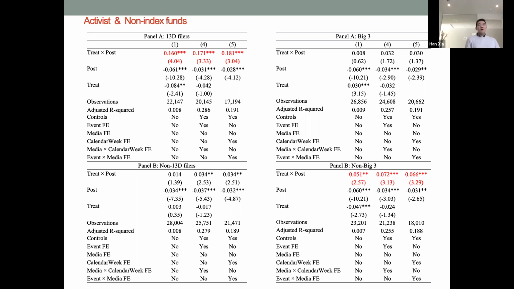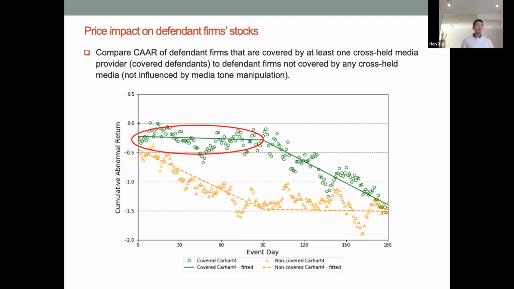All right. So far, we have seen evidence that the median tone seems to be inflated during the first 60 or 90 days after the litigation. So now we want to look at what the price impact on this is. Quick question for you.